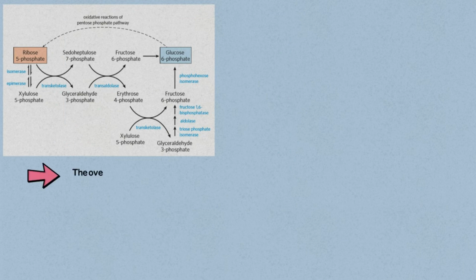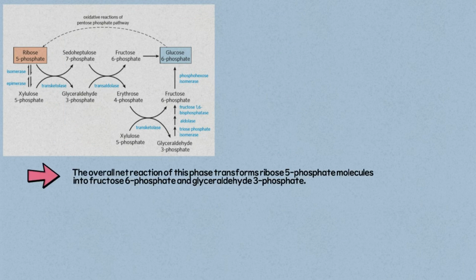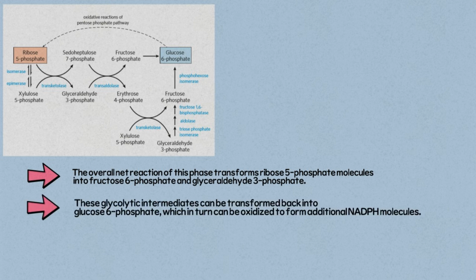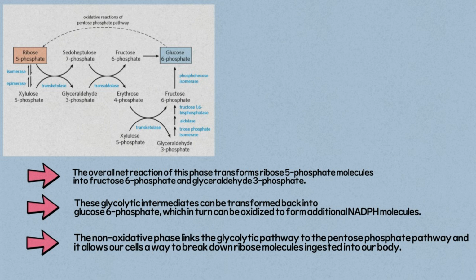This is the second phase of the pentose phosphate pathway. The overall net reaction of this phase transforms ribose 5-phosphate molecules into fructose 6-phosphate and glyceraldehyde 3-phosphate. These glycolytic intermediates can be transformed back into glucose 6-phosphate, which in turn can be oxidized to form additional NADPH molecules. The non-oxidative phase links the glycolytic pathway to the pentose phosphate pathway, and it allows our cells a way to break down ribose molecules ingested in our body.